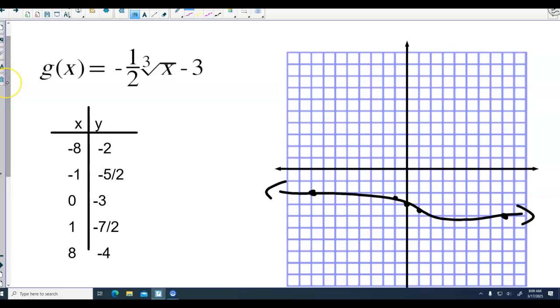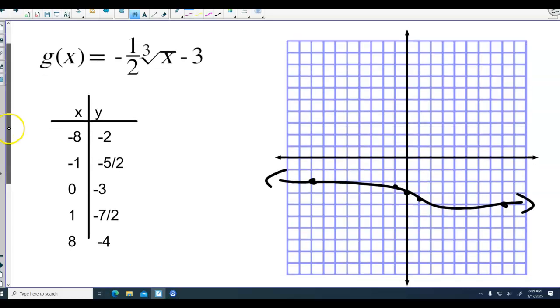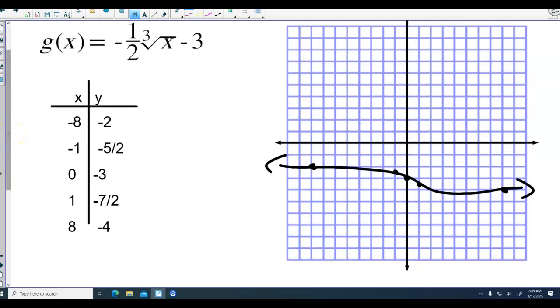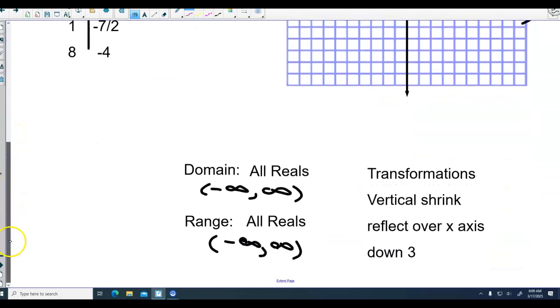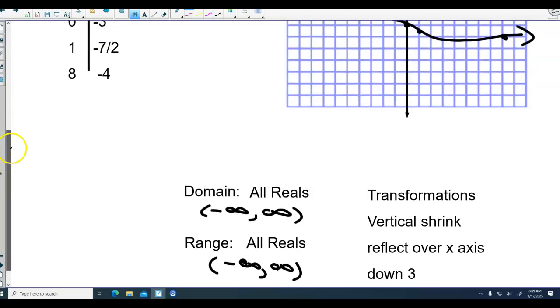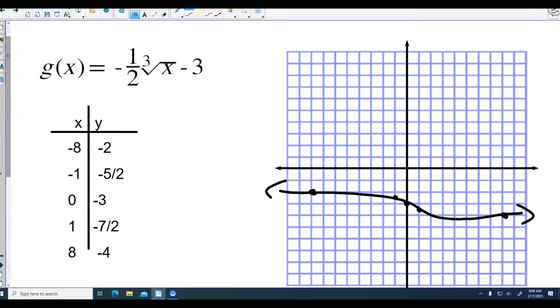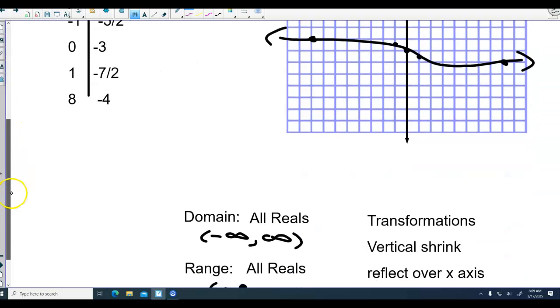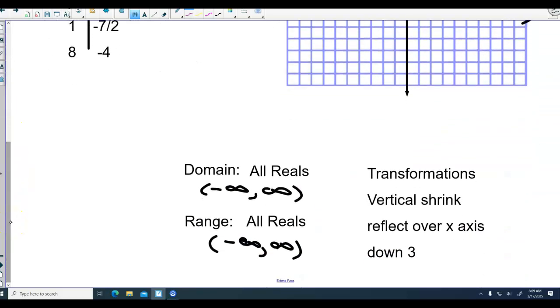This is vertical shrink. When there's a number less than 1 in front of the radical, that represents vertical shrink. The last problem, when a number bigger than 1, that was vertical stretch. This is vertical shrink. There's a negative, so we reflect over the x-axis. Vertical shrink, we reflect over the x-axis, and we're going down 3. There's no number under the radical that we're adding or subtracting to the x. It's just a minus 3 on the outside, so we're going down 3.